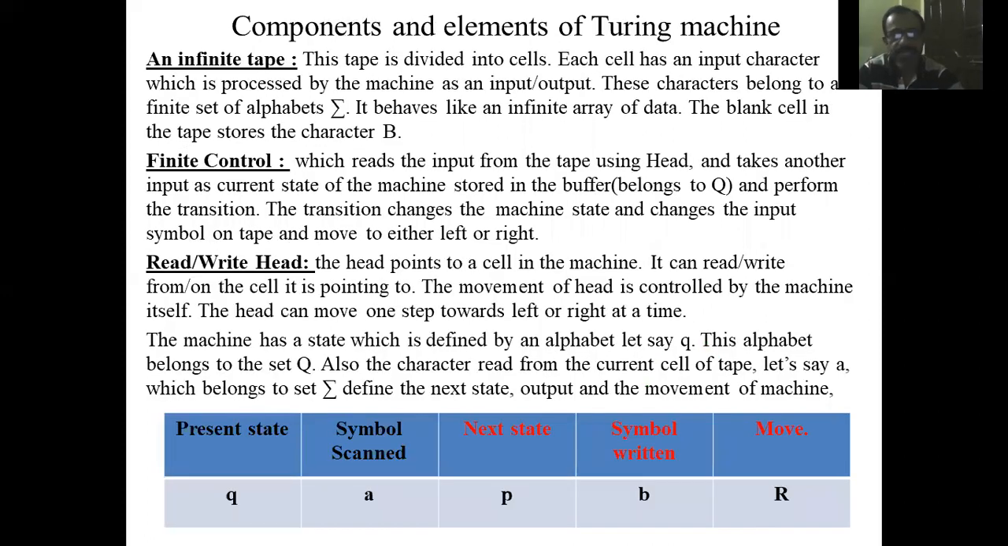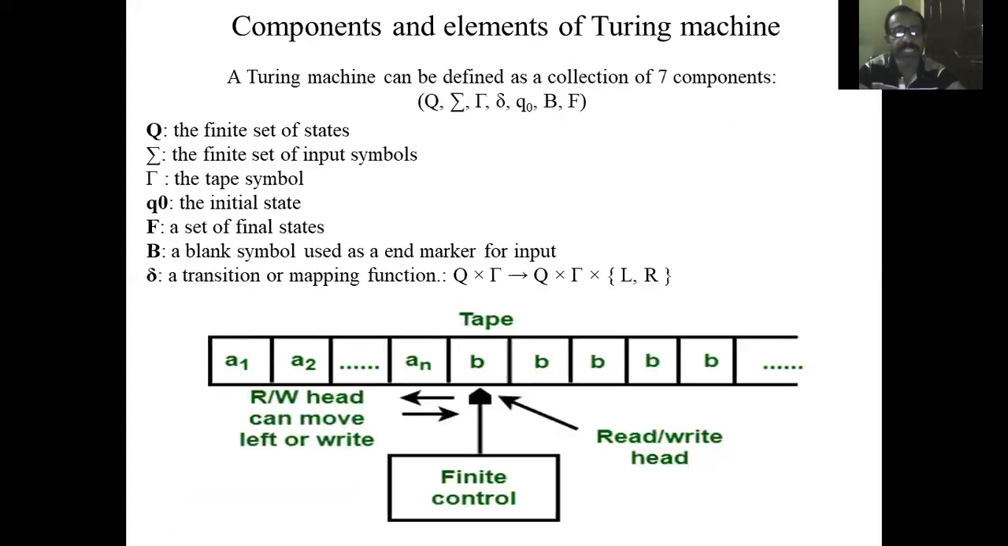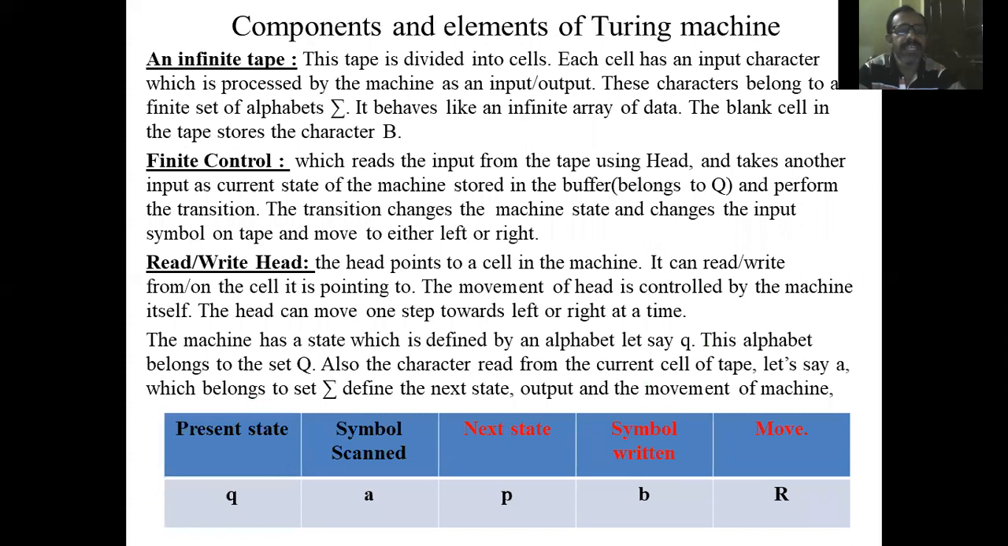Anyway, this is the explanation: tape, finite control, read write header, and an infinite tape. The infinite tape is used for holding information. Generally, the tape is divided into cells. I have already explained that the cells are used for holding the input as well as the output from the delta transition function. So internally, sigma is also placed on the tape.